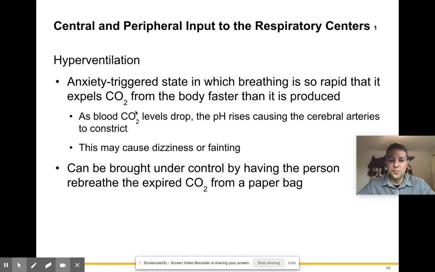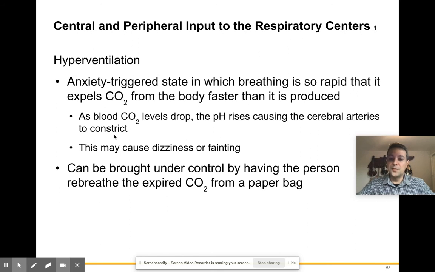When you drop your carbon dioxide levels drastically and quickly, that causes the pH of your blood to rise. Carbon dioxide keeps your blood acidic, so if you get rid of carbon dioxide too fast, your pH rises and becomes more basic. And what happens there is it causes your cerebral arteries, the arteries in your brain, to constrict. That constriction of those arteries is what causes dizziness and can cause you to faint.